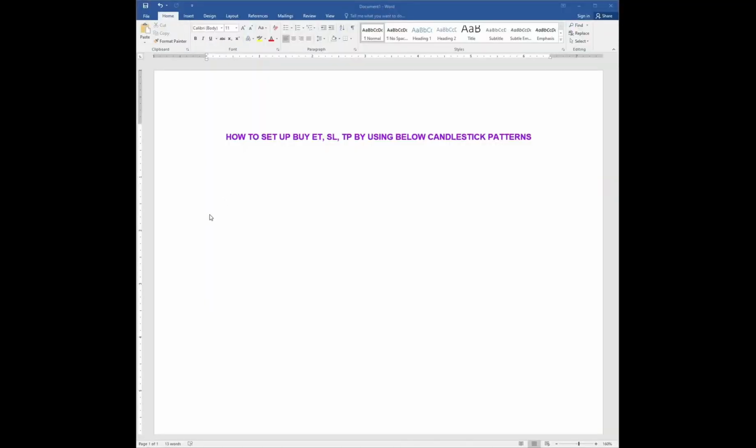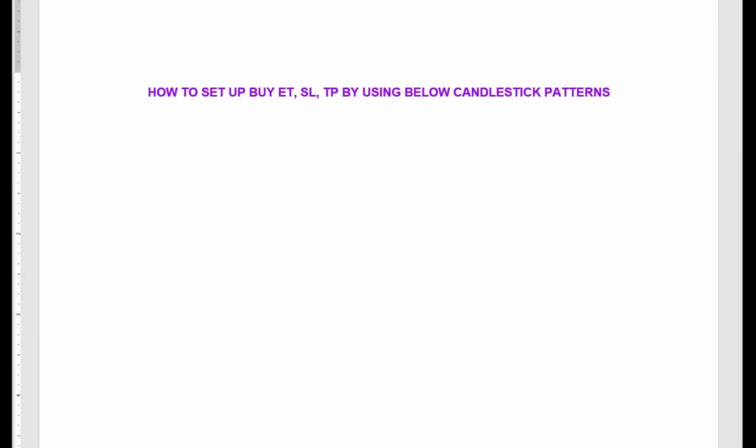We will start our lesson today. Okay, today we will talk about the buy signal. How to set up the buy signal by using 3 candlestick patterns. And the first one I want to share with you is the bullish hammer.